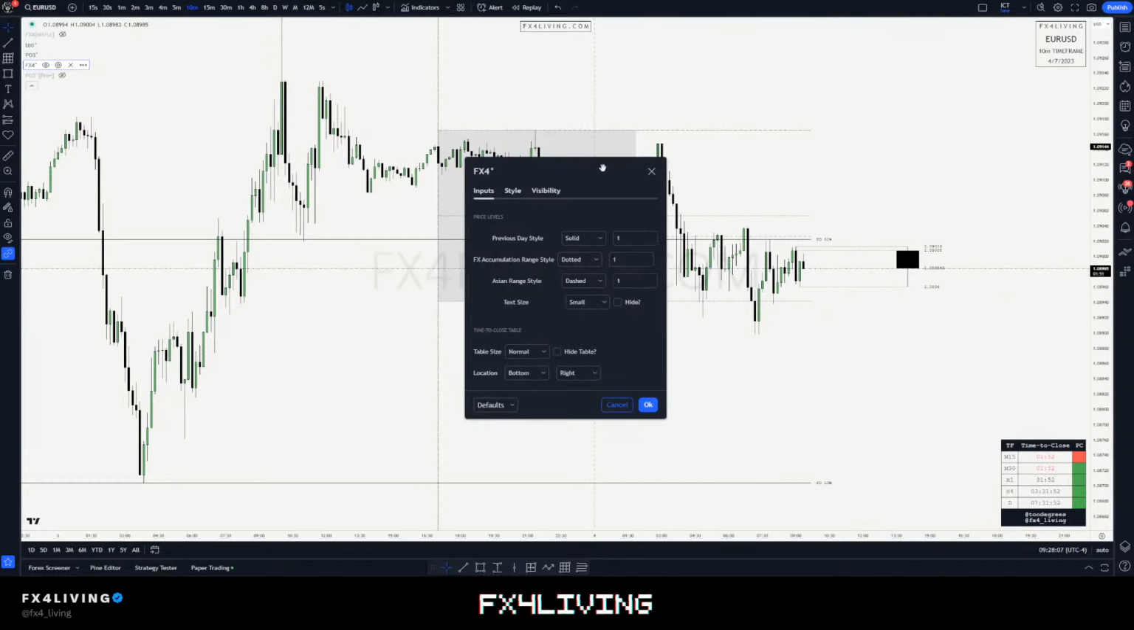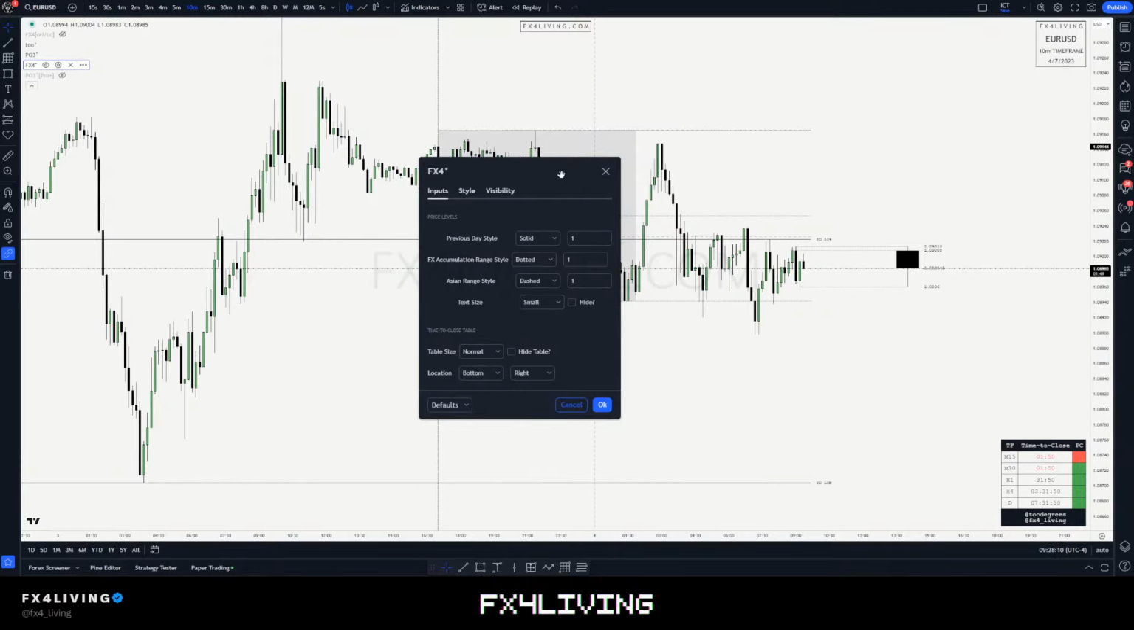This one here is gonna be the FX4 model that's going to release 5 July tomorrow.